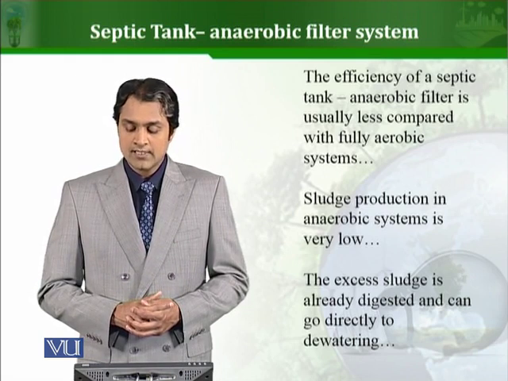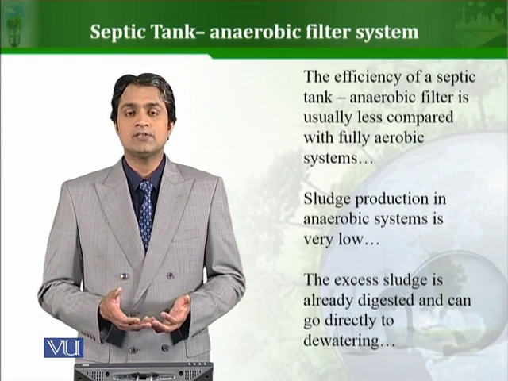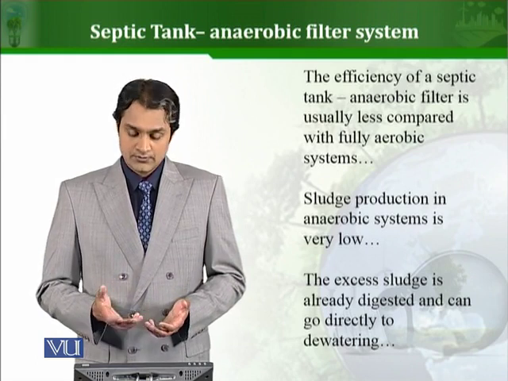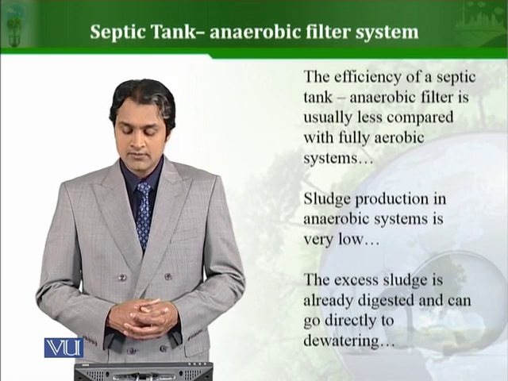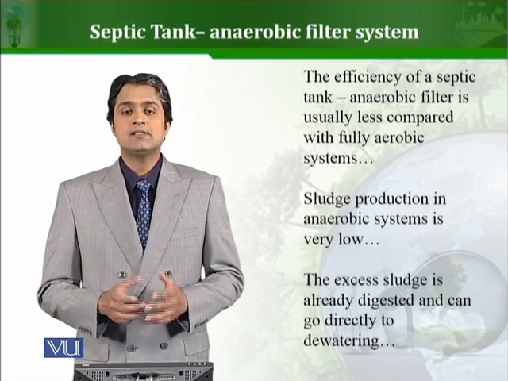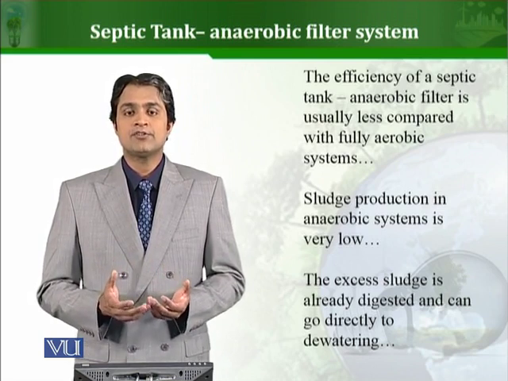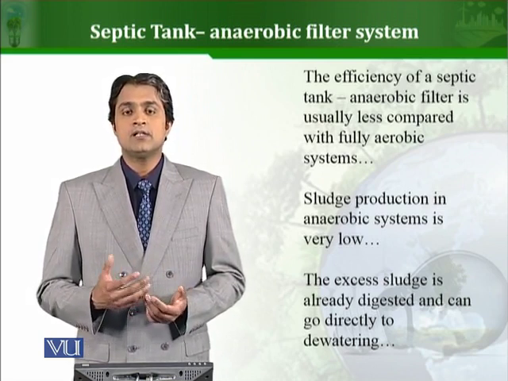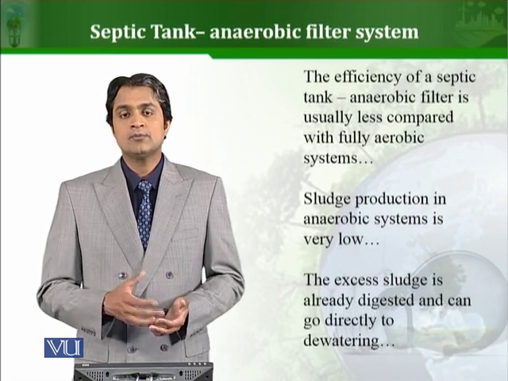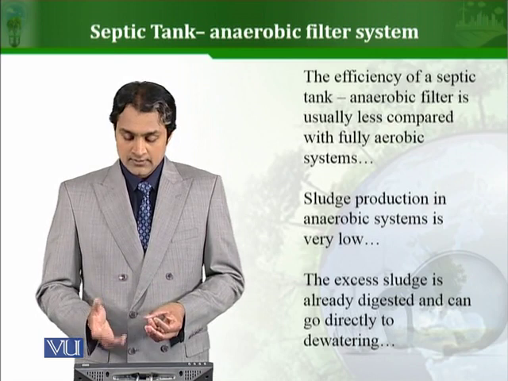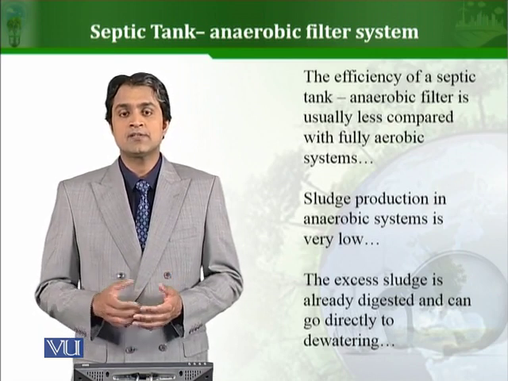Sludge production in anaerobic systems is very low. इस सिस्टम में sludge production भी slow होती है और बहुत low होती है. So you can see here the excess sludge is already digested and can go directly to dewatering. लेकिन जितनी भी sludge इसमें बन रही है, बेशक वो कम बन रही है, वो already stabilize हो चुकी है, उसमें organic content already ख़त्म हो चुका है, बहुत low है, और इस हद तक low है कि that can be moved to the dewatering processes, for example drying beds and other such processes.